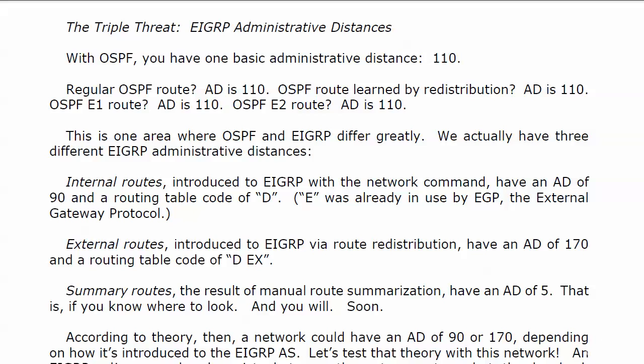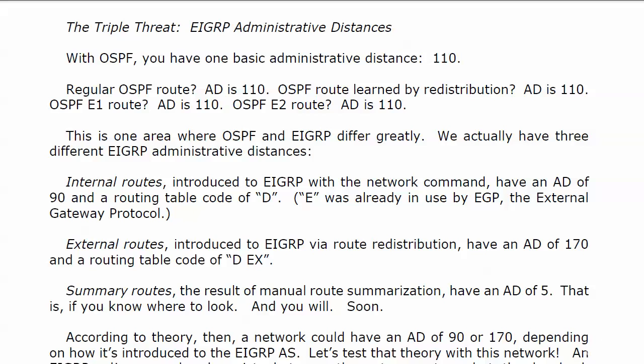section. My point here is that where with OSPF we have one default administrative distance, with EIGRP we actually have three. First, we have the default AD for internal routes, and that's a route introduced to EIGRP via the network command. And they have an AD of 90. We've seen those before. We're going to see them again in a minute. And a routing table code of D, because E was already in use when EIGRP came along, so they just went back one letter.